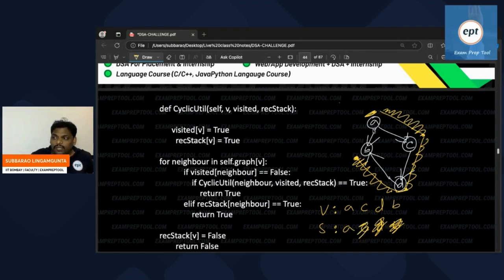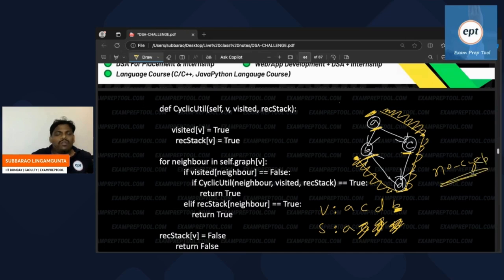Next one. A adjacent is, previously I went to C. Now I want to go to B, but B is already widgeted, but it is not there in the stack. That means no cycle. You are going to the person who is already widgeted, but he is not there in the stack, so it is not a cycle.